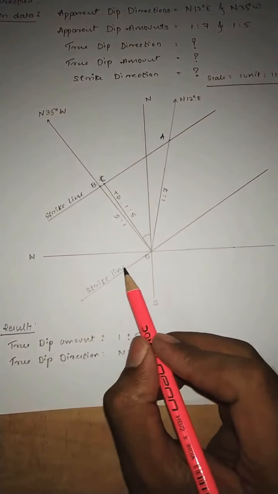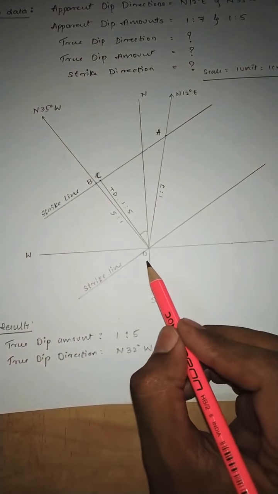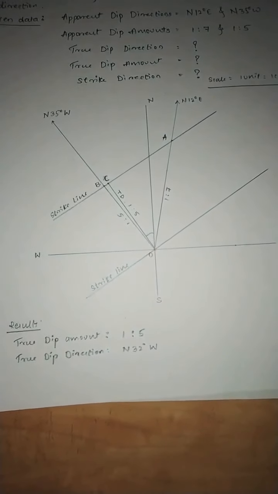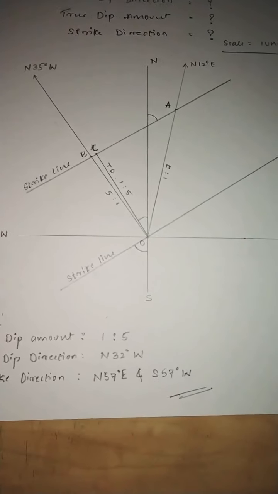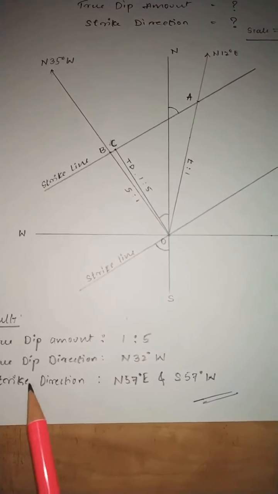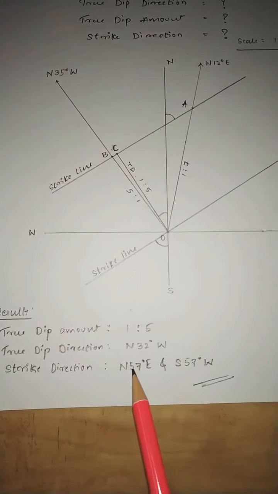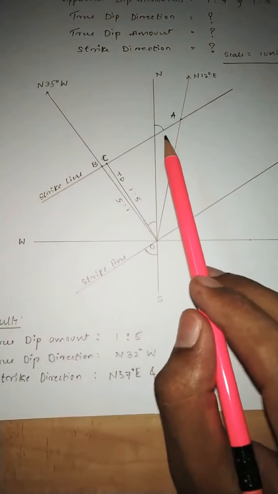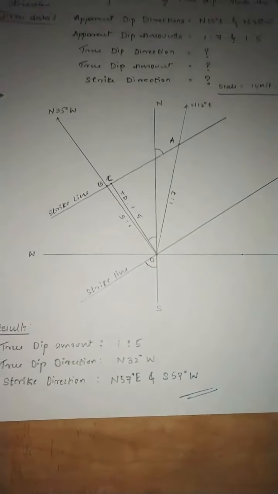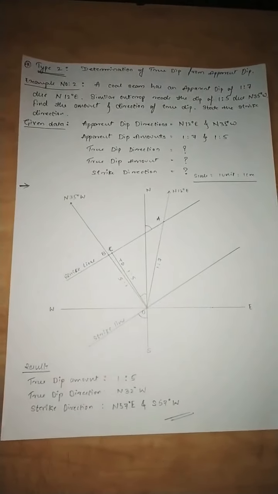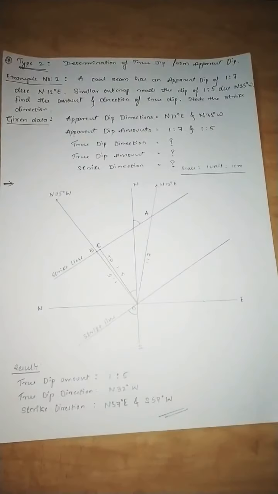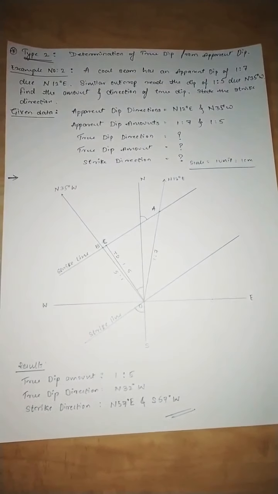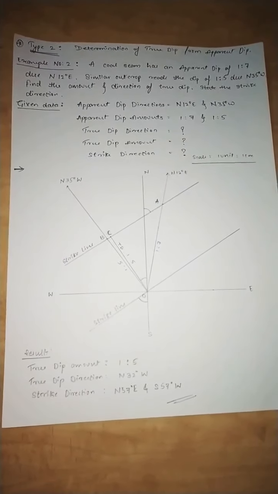Finally, the strike direction. We measure these angles to find the strike direction. So these are the strike directions we have found: north 57 degree east and south 57 degree west. So this is what type 2 problems are, where apparent dips are given and the true dip direction and amount are to be determined. Thank you.